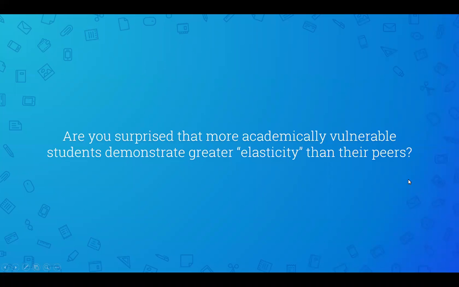Okay, so here's a question, and I'm going to actually stop my share. Are you surprised that more academically vulnerable students, or we'd say at-promise students, demonstrate greater elasticity than their peers? Let me invite anyone to come on the mic and share, but I'm also going to go into the Chrome here and look at the chat that I've been missing. Any thoughts about this? Are you surprised at what you're seeing?